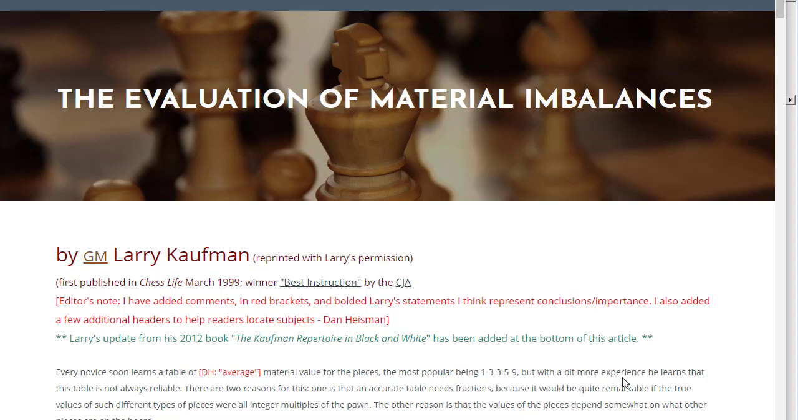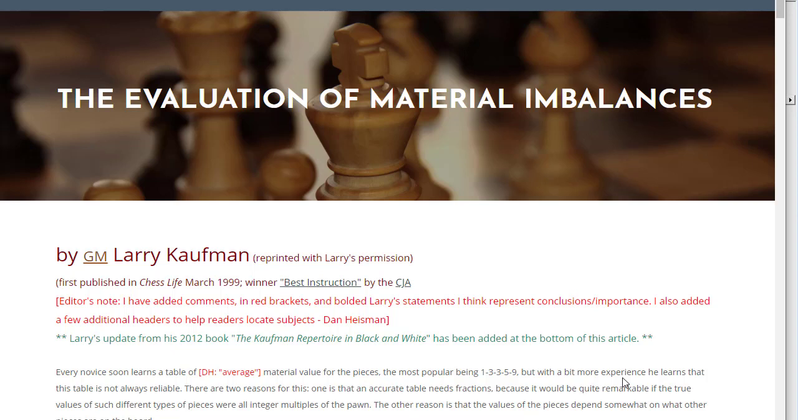What's the chances that a knight would be worth exactly 3 pawns on the average, and a bishop would be worth exactly 3 pawns on the average, and a knight and a bishop would be worth exactly the same, and a rook would be worth exactly 5 pawns on the average, and a queen would be worth 9 pawns on the average. As Larry said, it would be remarkable if the true values of such different types of pieces were all integer multiples of the pawn, and that's what I came to the conclusion to also.